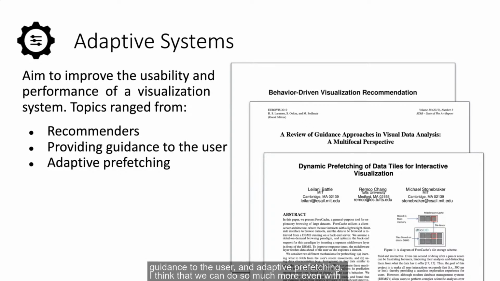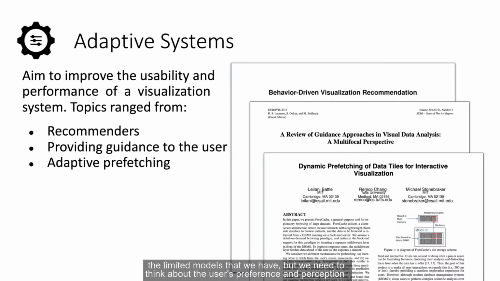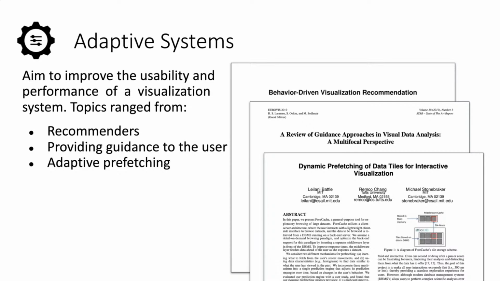I think that we can do so much more, even with the limited models that we have. But we need to think about the user's preference and perception of such systems, and we also need to actively address issues of trust and explainability.